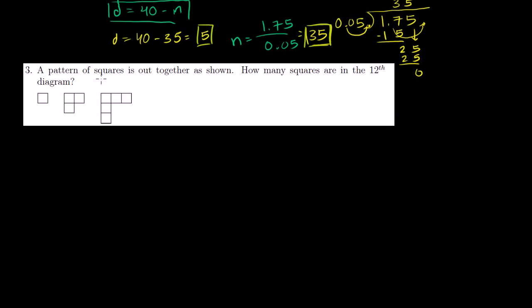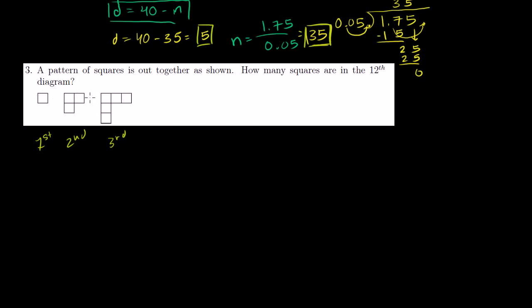A pattern of squares is put together as shown. I guess they're hanging out. How many squares are in the 12th diagram? So let's see what's happening. So this is the first. That is the second. That is the third.